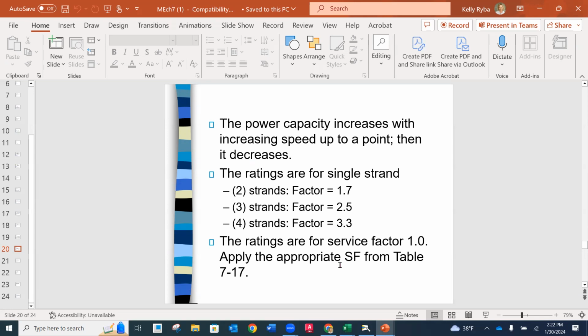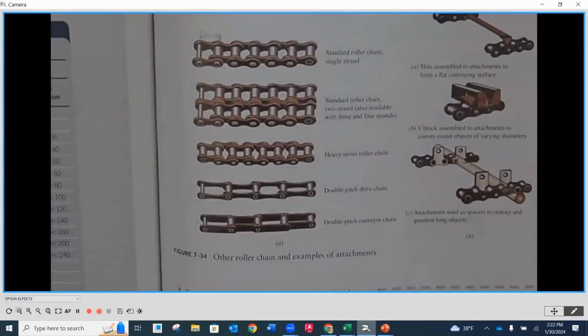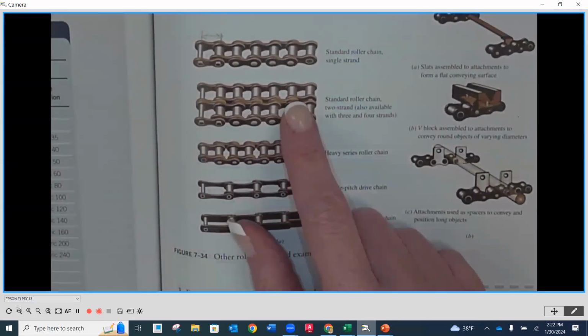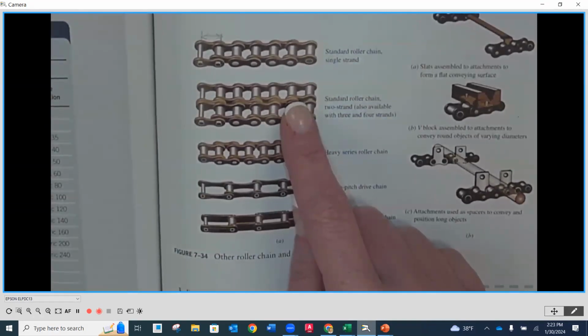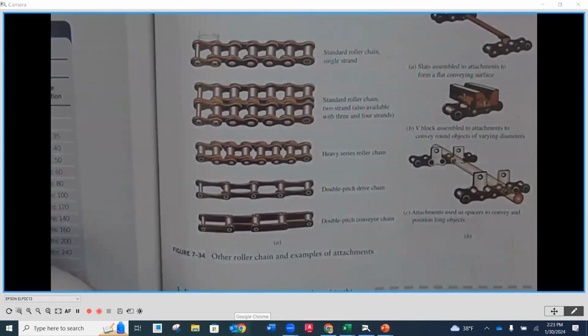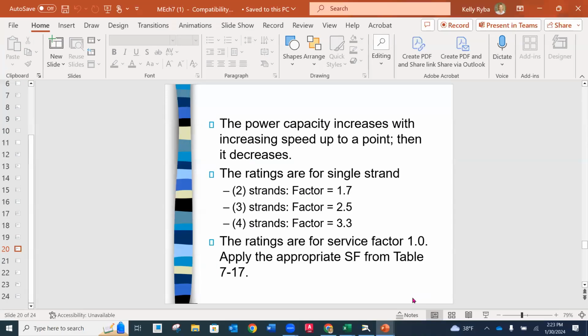The reason for that is when they put these together and make multiple strands, it's going to be like a solid chain, if you would. So we end up losing a side plate in the middle, and we compromise a little bit on that tensile strength because of that. Okay. So that's the reason for that. So if you end up needing multiple strands, you can't use the 2, 3, and 4 factor. You need to use the ones that are listed, and those you can find on page 181. They're actually listed in the book there.